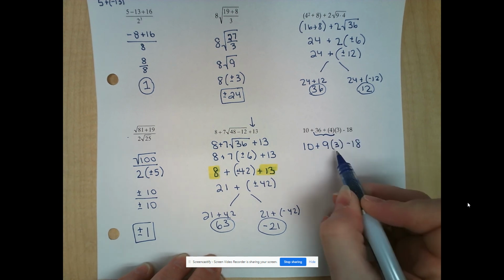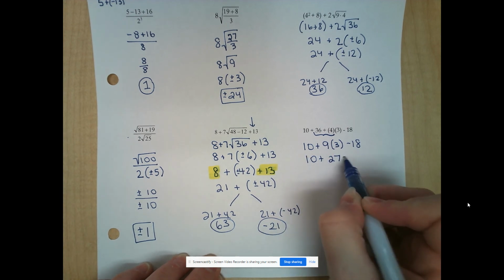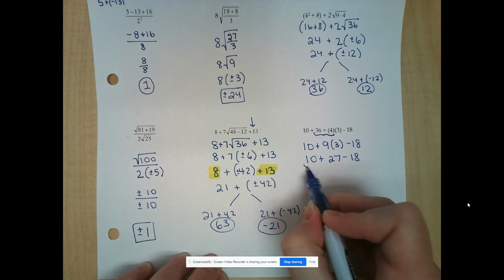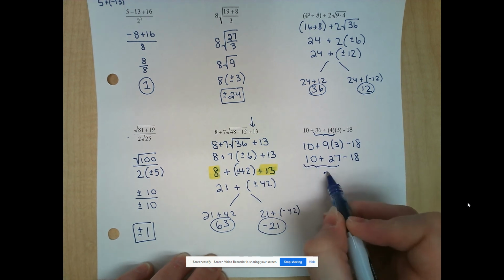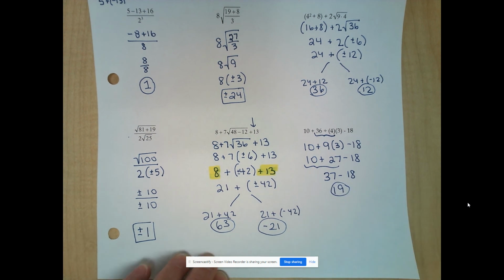There's your multiplication that's going to happen second because it wasn't the one on the left. So 10 plus 9 times 3 is 27 minus 18. Now I'm down to only addition and subtraction. We do them from left to right. So the 10 plus 27 is 37 minus 18 with a final answer of 19.